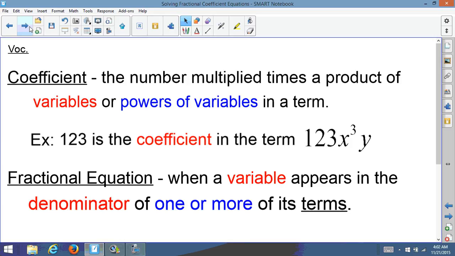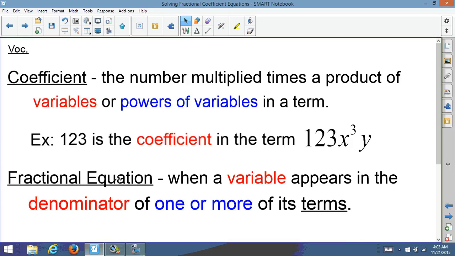A coefficient is the number multiplied times a product of variables or powers of variables in a term. For example, 123 is the coefficient in the term 123 x to the third y. So the number 123 is the coefficient. The variables are the letters x and y. The little 3 is the exponent. So we're going to be talking about that coefficient today.